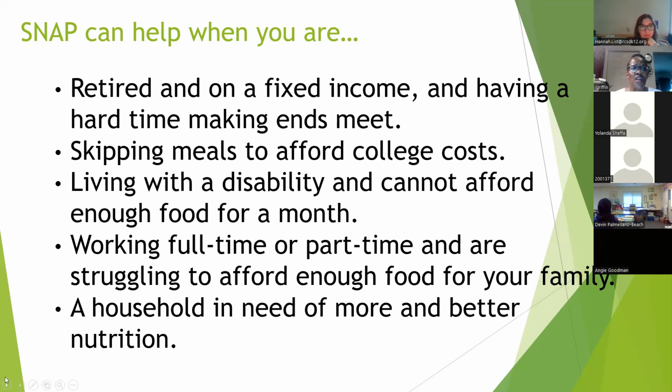SNAP can help you when you are retired and on a fixed income and having a hard time making ends meet, skipping meals to afford college costs, living with a disability and cannot afford enough food for a month, working a full or part-time job and struggling to afford enough food for your family, or a household in need of more and better nutrition.